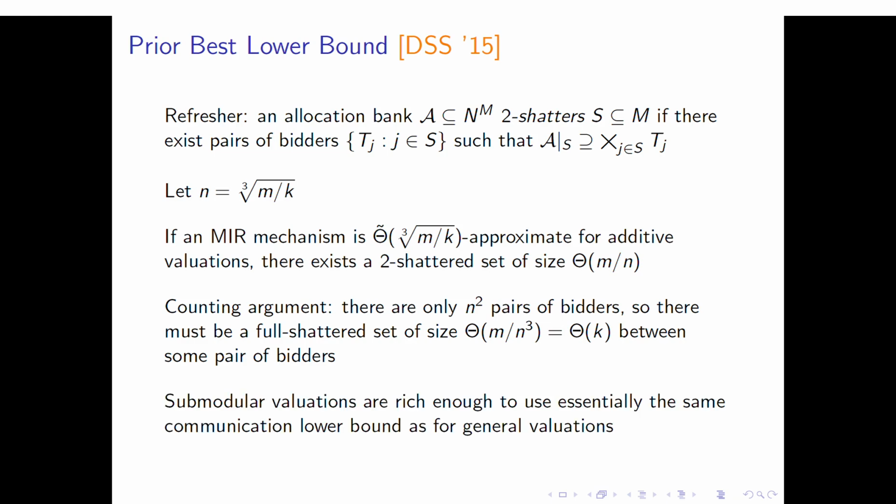And then from there, since submodular evaluations are pretty rich, we can pretty much use the same communication lower bound as for general evaluations to conclude that we need 2 to the k communication to optimize.